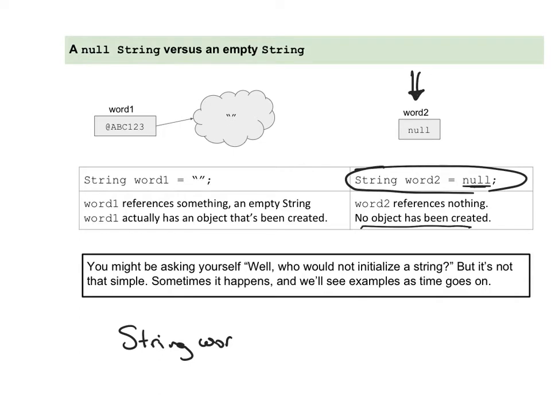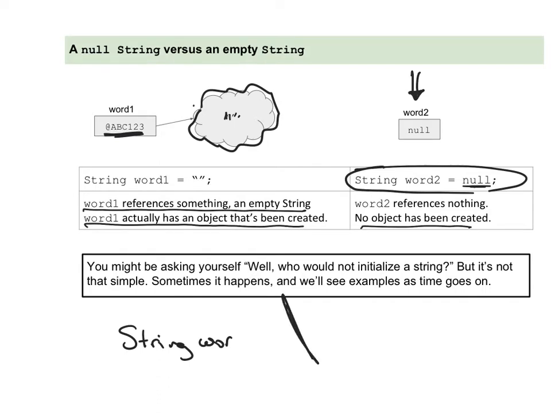Over on the left here, string word1 equals empty string. An actual object has been made. See my little cloud? And it actually has a string in it, but the string has nothing in it. We have an address for the object, so the address is what's stored in this word1 variable. The word1 variable is known as a reference variable because it stores a reference to an object. So word1 references an empty string. Word1 actually has an object that's been created.